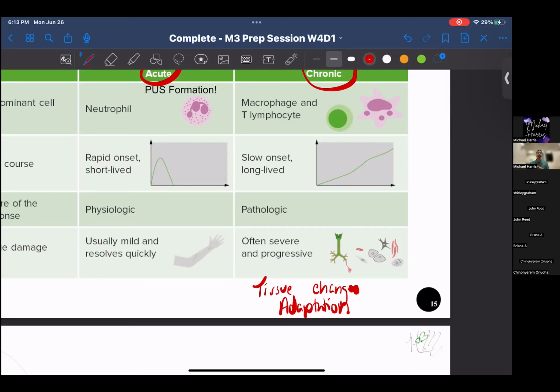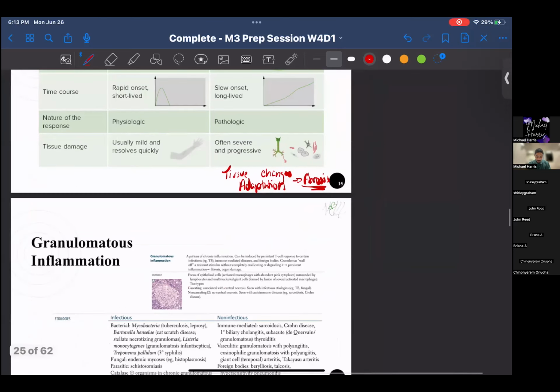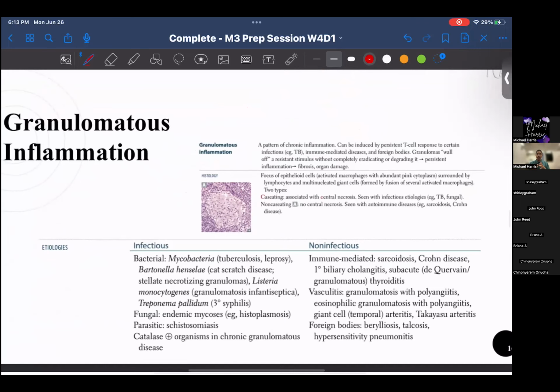That's why in chronic, you see fibrosis. Because in chronic, your tissue is trying to adapt to whatever's going on. So it's releasing various factors like TGF beta. It's releasing various factors like platelet-derived growth factor that's causing the tissue to undergo fibrosis, causing the tissue to produce more collagen.